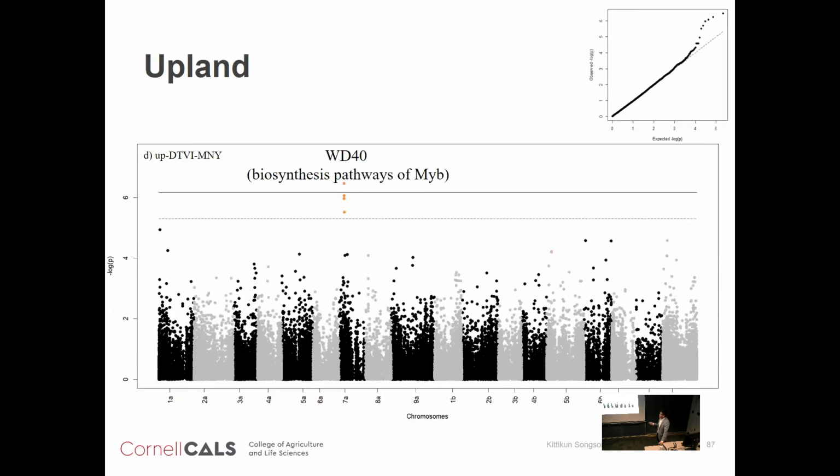So for the upland, it's showing only one peak here that is linked to WD40. Even though there's no study directly saying that this is related to any plant disease, it is very important for the biosynthesis of MYB protein, which is also linked to plant stress.